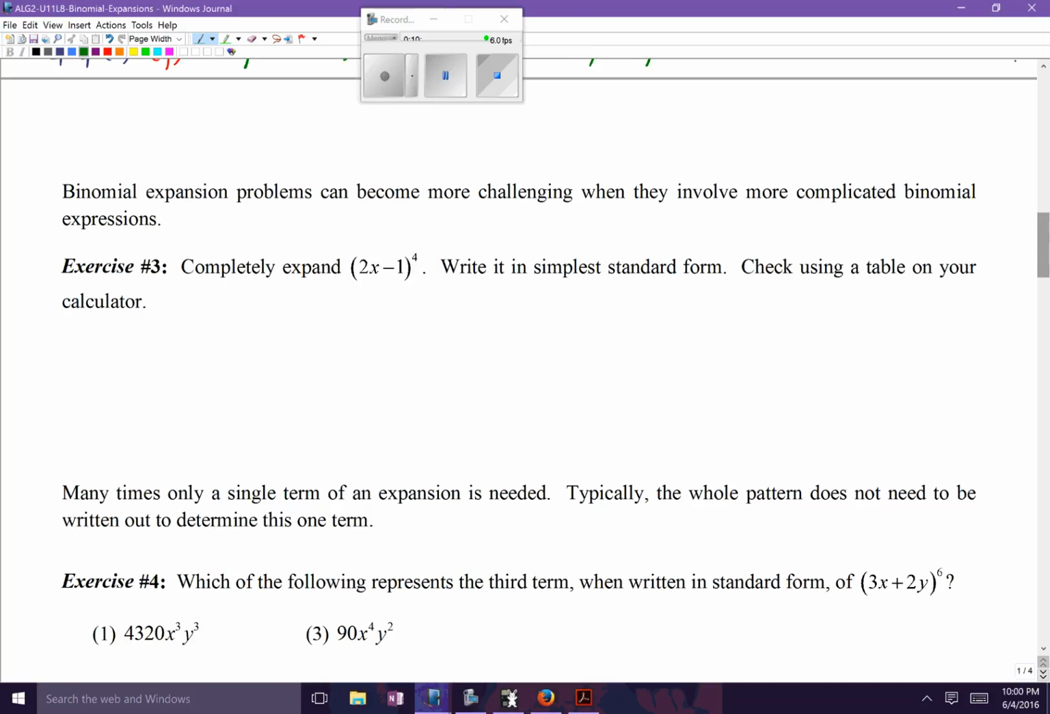Completely expand. All right, so now we have a binomial. We don't have x and y raised to the fourth. Write it in simplest standard form. Check using a table on your calculator. We're not going to do that part. We're just going to completely expand it.